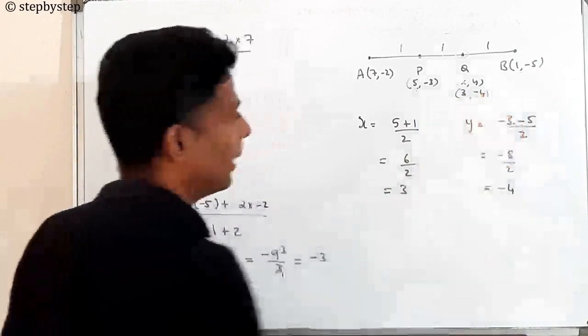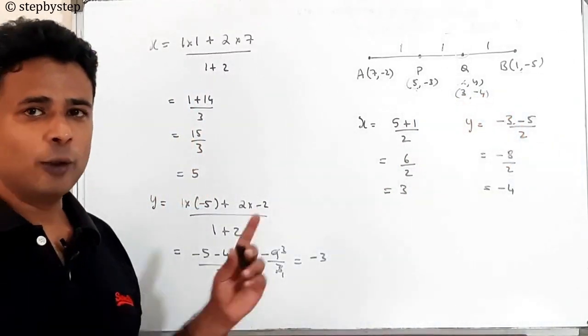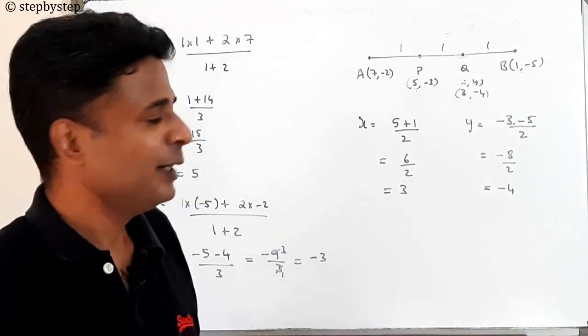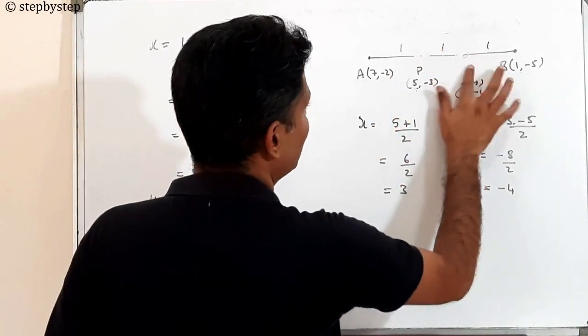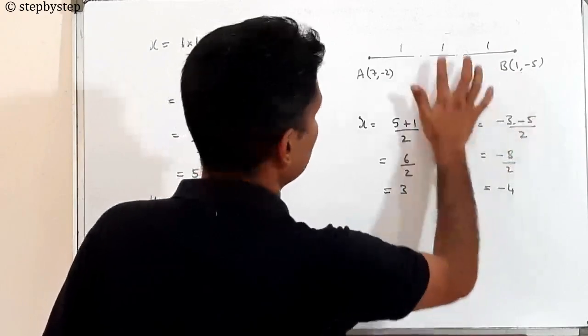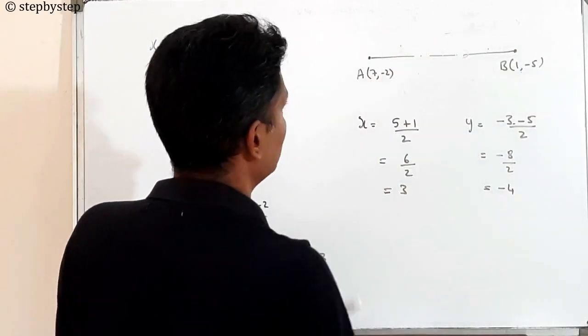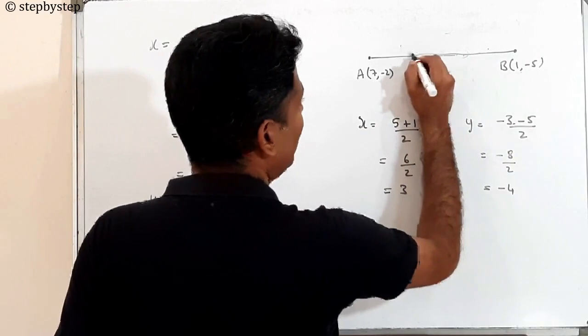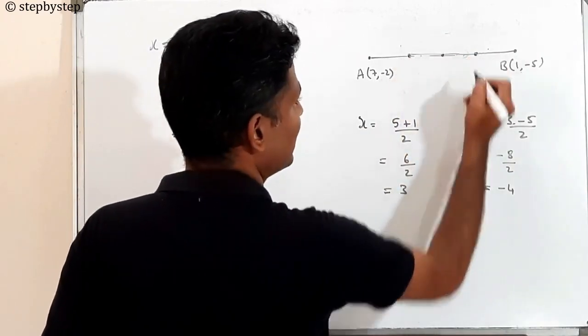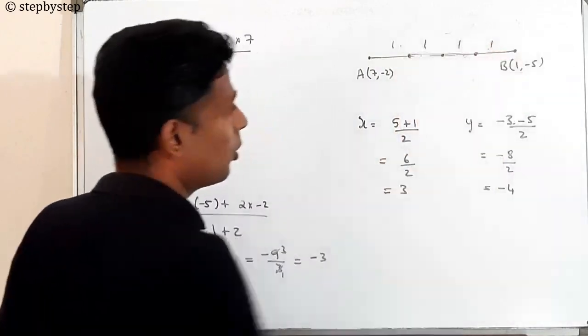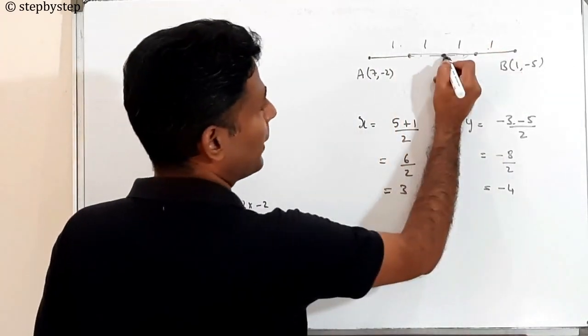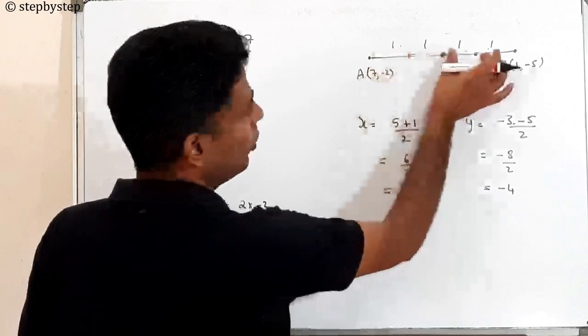3 comma minus 4. So I hope you guys have understood this question properly. If they had told you 4 equal parts, how would you have solved? There are many ways you could have solved this. If it is divided into 4 equal parts, that is 1:1:1:1. But if you realize this much is 2, this much is 2.